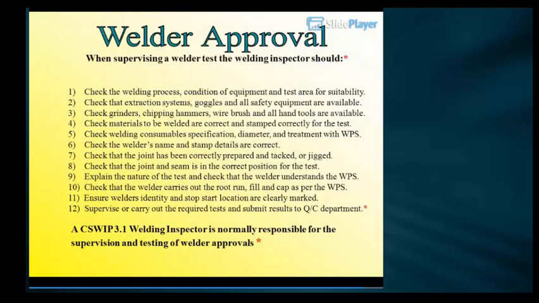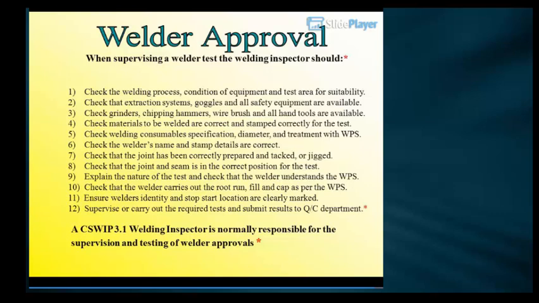Welder approval. When supervising a welder test, the welding inspector should: 1. Check the welding process, condition of equipment and test area for suitability. 2. Check that extraction systems, goggles and all safety equipment are available. 3. Check grinders, chipping hammers, wire brush and all hand tools are available. 4. Check materials to be welded are correct and stamped correctly for the test. 5. Check welding consumables specification, diameter, and treatment with WPS. 6. Check the welder's name and stamp details are correct.